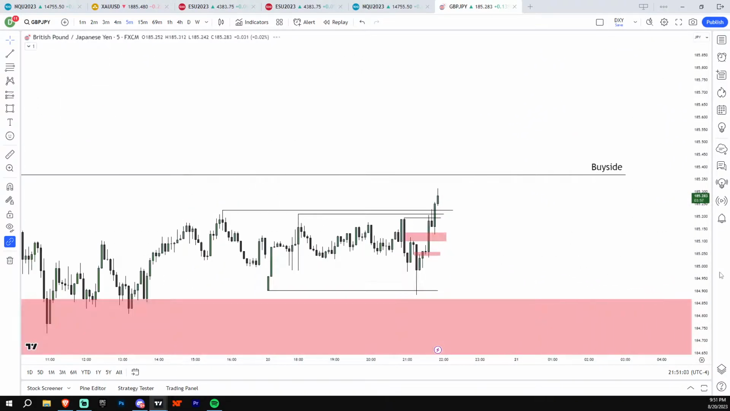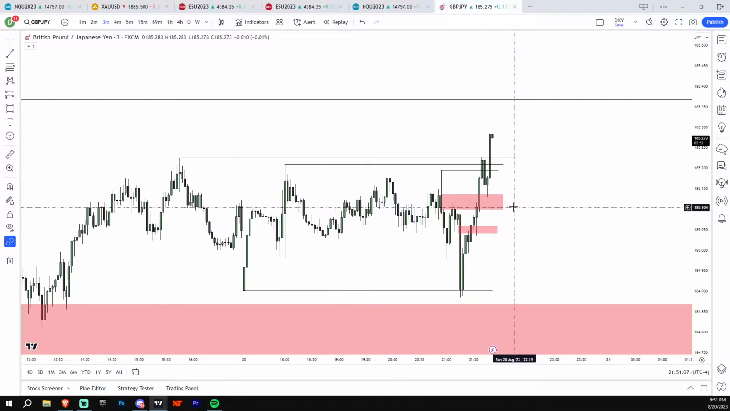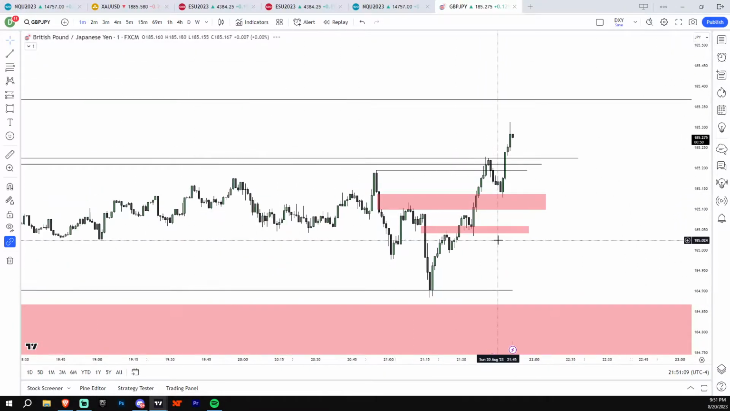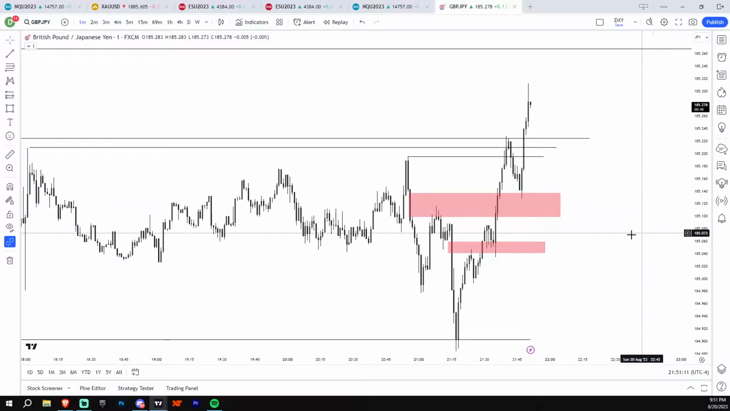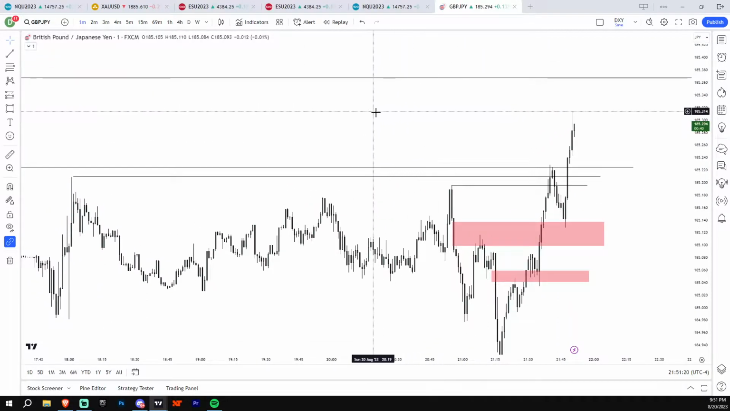Does everyone understand how this setup relates to the model I taught earlier? Even though we hit internal buy side, does everyone see that correlation? This setup can still be taken as long as you are very confident about the higher time frame draw. And we knew in this situation the higher time frame draw is bullish.